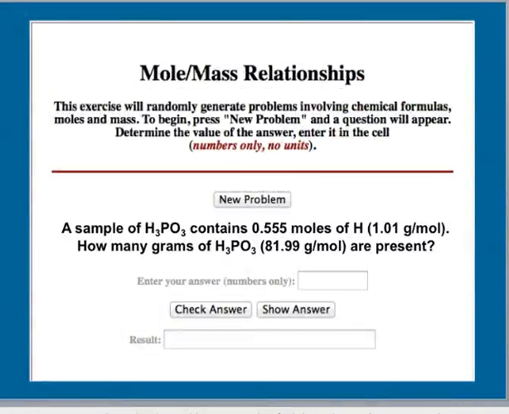Phosphate is PO4, phosphite is PO3. We'll see in chapter 3 this is phosphorus acid. And it contains 0.555 moles of hydrogen. How many grams of this stuff is present?